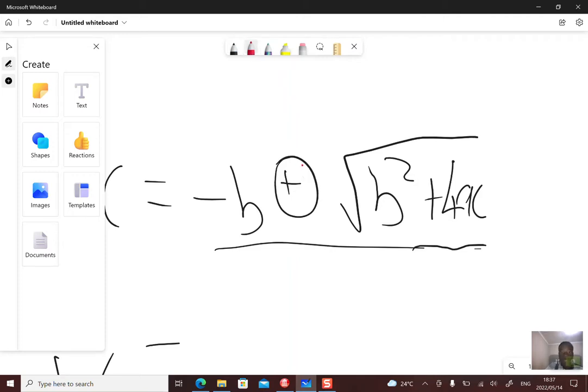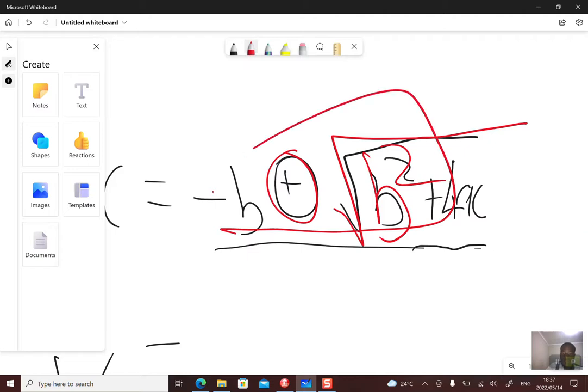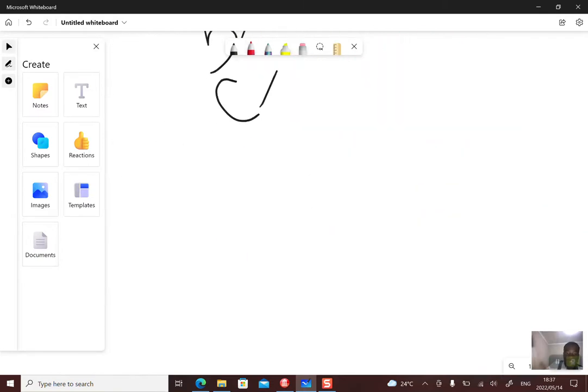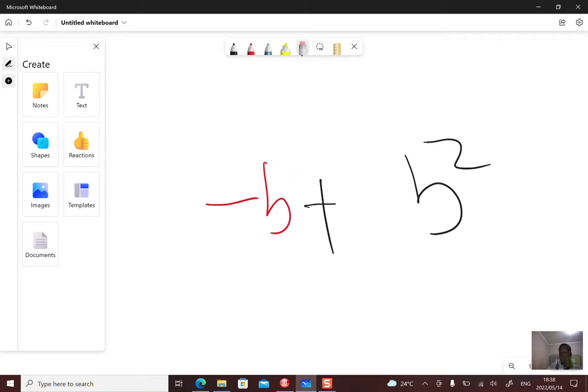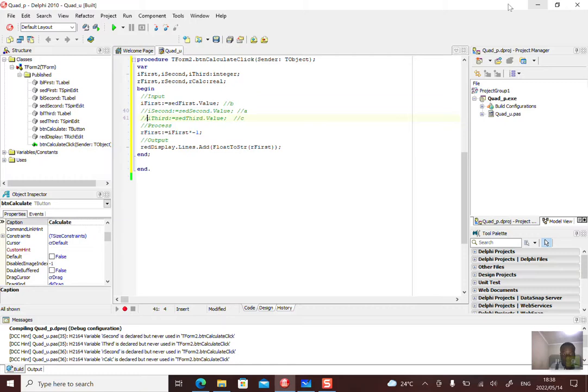So you should say this plus the square root of b squared. This is what we want to do. Let me just write it down here. It should say minus. We're done with minus right here. We're done with minus plus the square root of b squared. But before we use the square root, I just want to use b squared first. So now let's go.